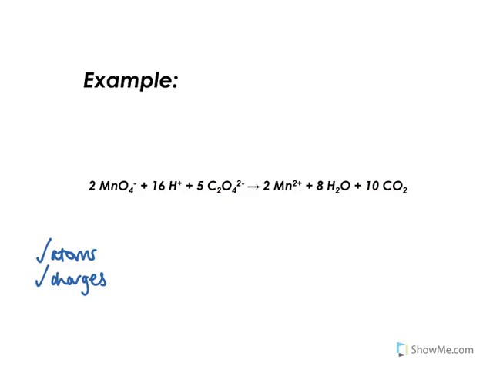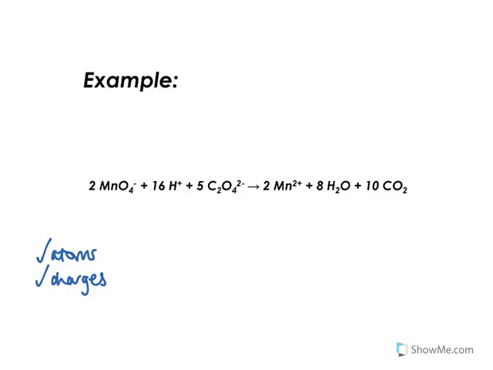Last thing to check always is to check the charges balance, so 2 times by 1 over here is minus 2, so that's 2 times by the 1, 16 times 1 is plus 16, and 5 times minus 2 is minus 10. Add all of that together, minus 2 plus 14, that's plus 4 on the left hand side, and on the right hand side we've just got 2 lots of plus 2 is plus 4, so again that all balances up. So whenever dealing with redox reactions, because when playing around with electrons and so on, it's really important that you check balancing all of the time, atoms and charges every single time.